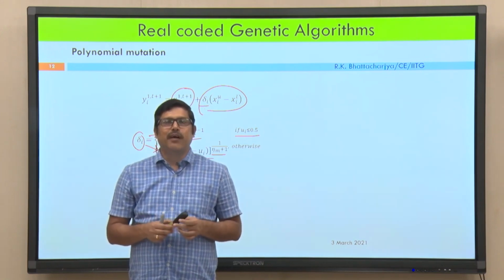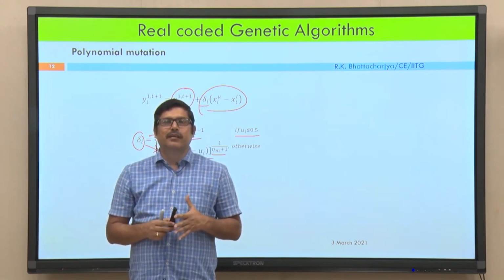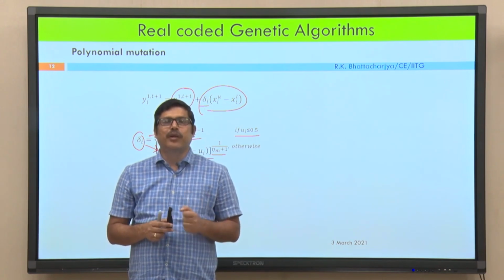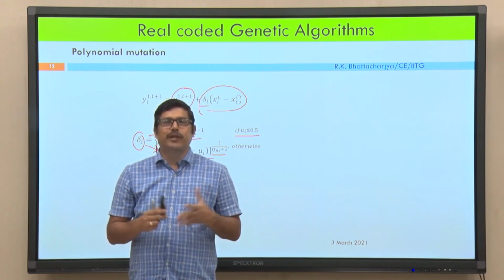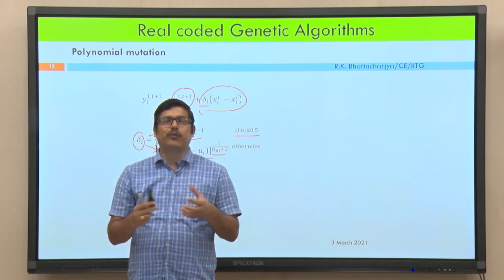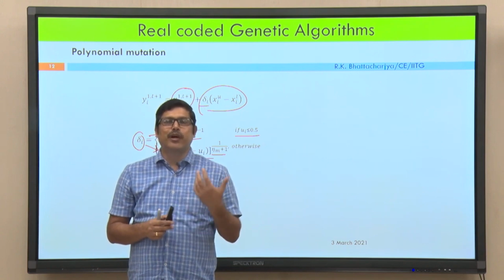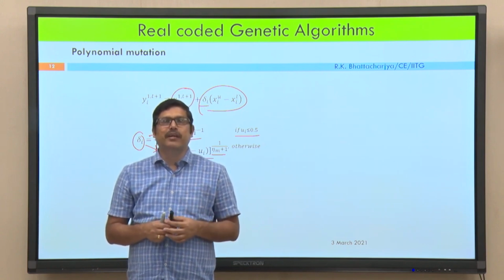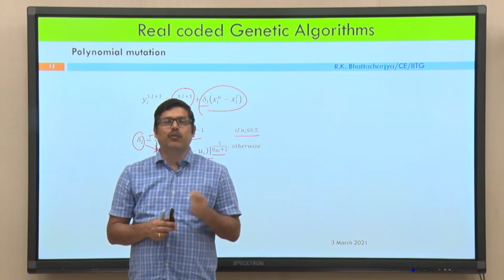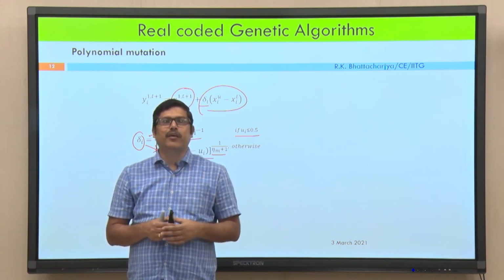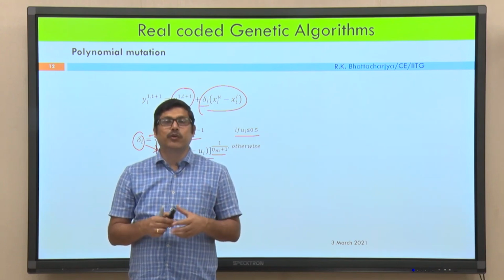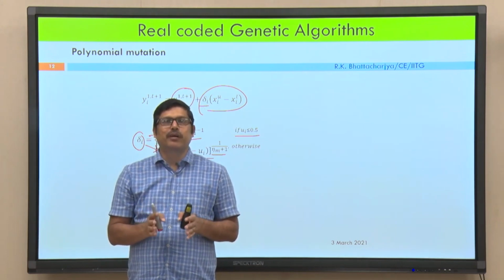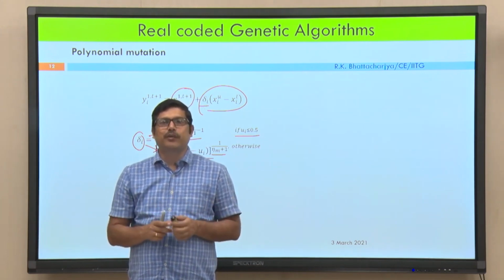In the next class I will discuss the application of GA for multimodal functions. In the case of a multimodal function there is more than one optimal solution. If you apply a classical optimization technique, you will get one of them, one of the local optimal solutions. And if you apply a simple genetic algorithm, you will get the global optimal solution, not the other local optimal solutions. The entire population will converge to the global optimal solution.